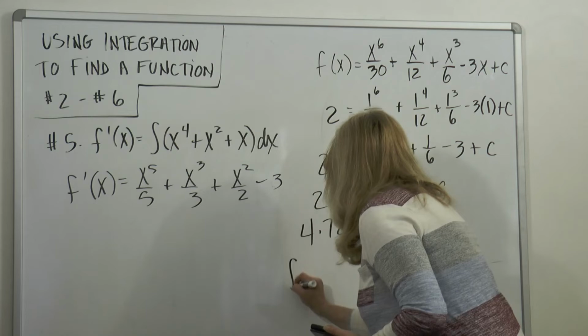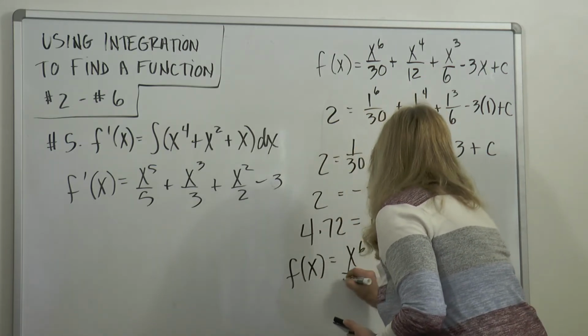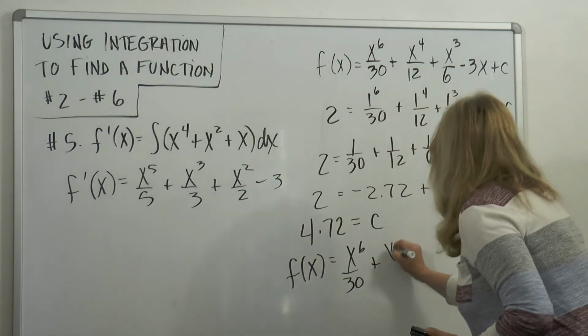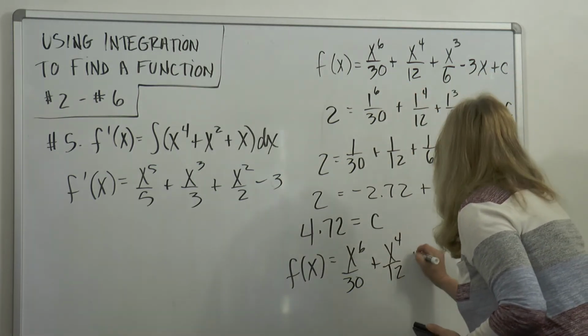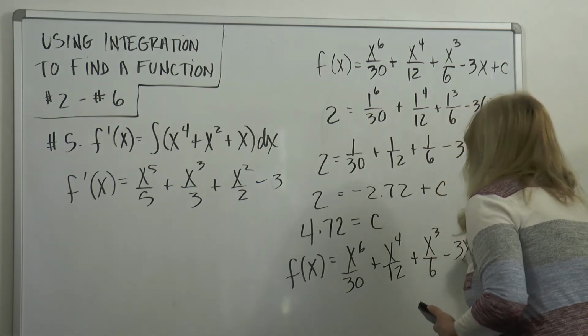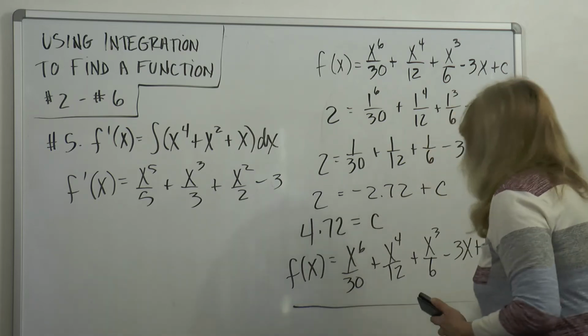Okay, so f of x is x to the 6th over 30, plus x to the 4th over 12, plus x cubed over 6, minus 3x plus 4.72. That's your answer.